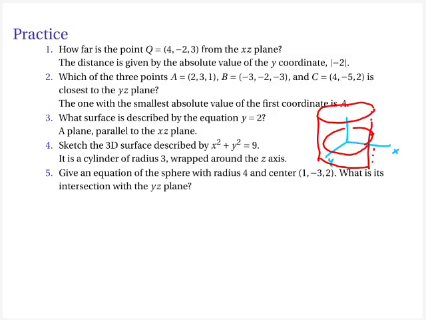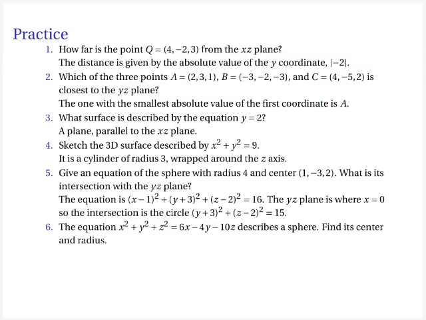Okay, equation of the sphere with radius 4 and center (1, -3, 2). What's its intersection with the yz plane? So the equation is just take the x minus 1, quantity squared, y minus minus 3, quantity squared, z minus 2, quantity squared, and it's supposed to have radius 4, so it's 16, r squared. And then the yz plane is the place where x equals 0. So if x equals 0, then you just are looking at y plus 3 squared and z minus 2 squared equals, oh, why does it say 15?